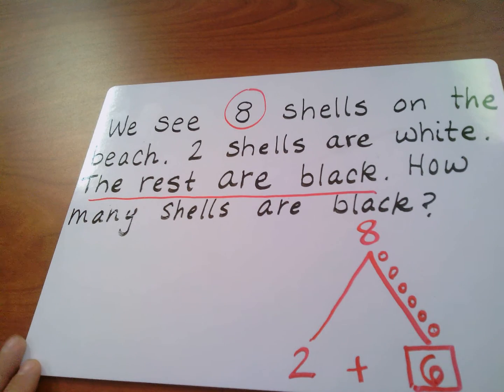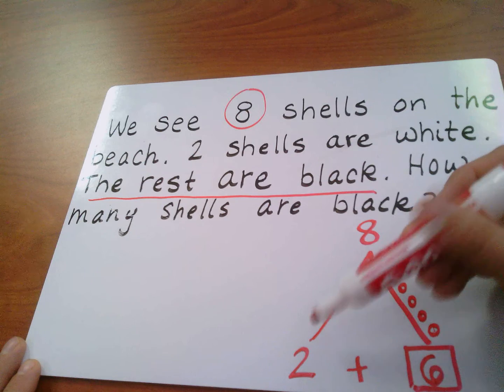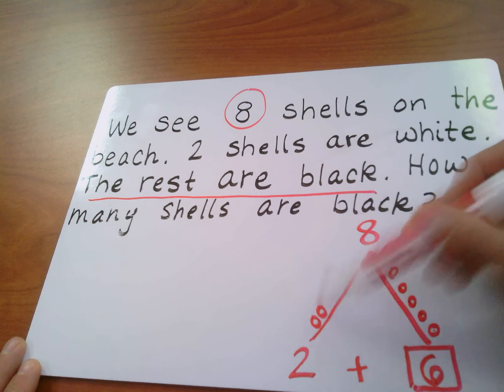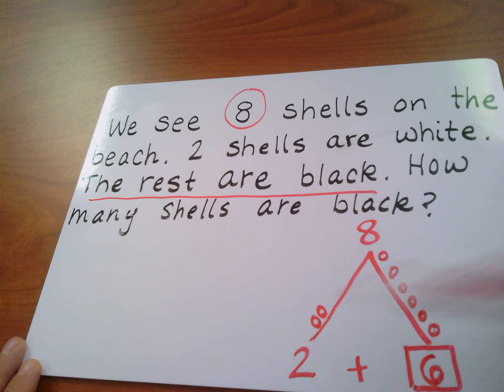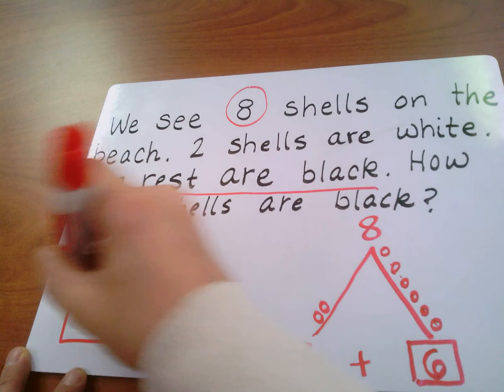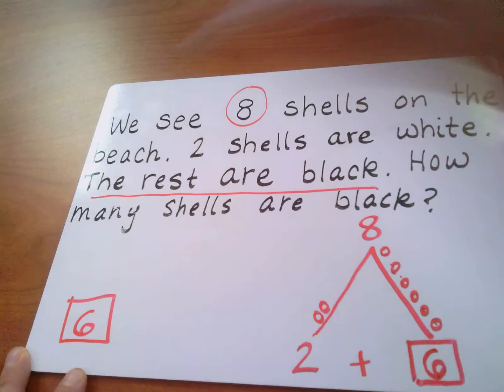And I can double check it by drawing my tiny tumblers on the other side and then counting to make sure I have 8 altogether. I'm going to draw 2 here. So I have 1, 2, 3, 4, 5, 6, 7, 8. It works. So the answer is 6.